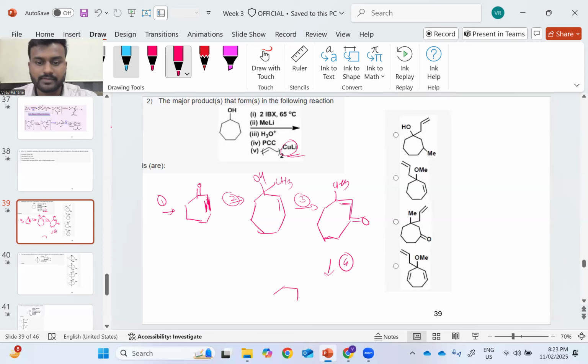So the product will have the methyl group on the same carbon as well as this group, which is also on the same carbon, and here there was a keto group, right? So this is the product which is getting formed in this reaction. You can see here, all right, this is the product getting formed in this reaction, right? So you can solve this question. They are not very difficult.